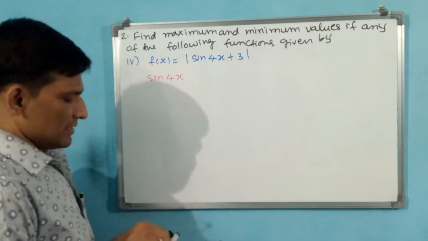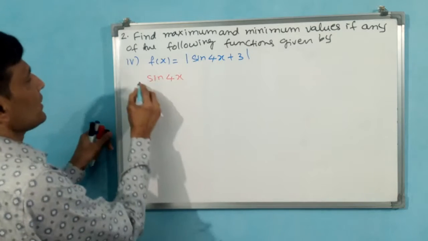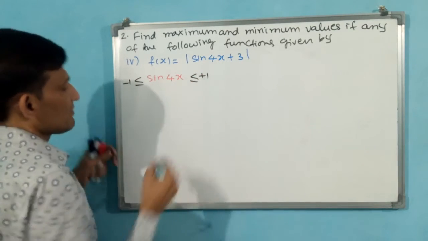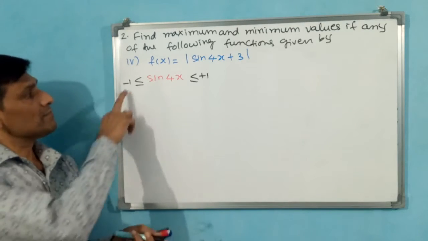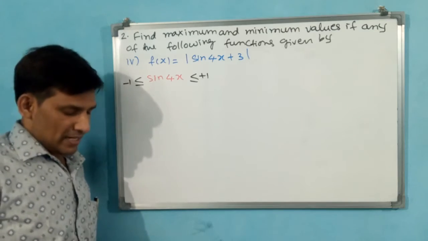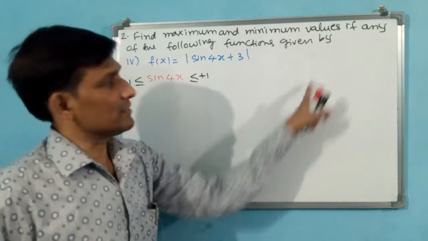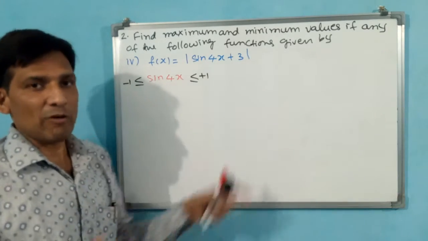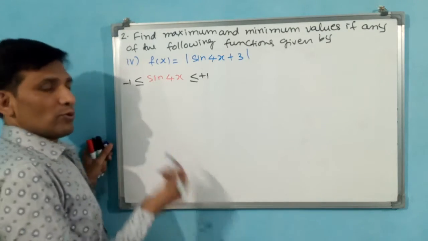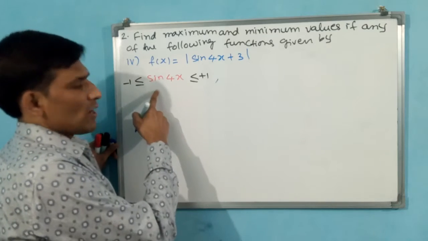Sin 4x, the entire sin 4x, is greater than or equal to -1 and less than or equal to +1. Is it okay? Definitely okay. Then you see here how. Again, I am not writing this circle diagram and graph of sin theta, because I have already written it for the third part. You go through it. But now I am writing.